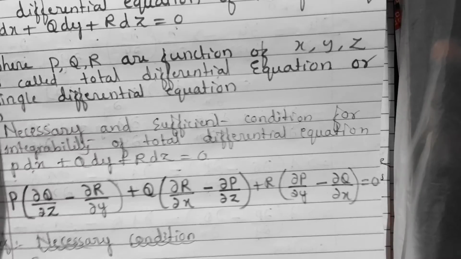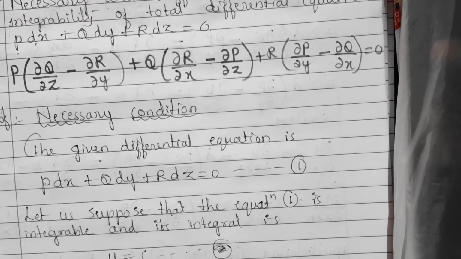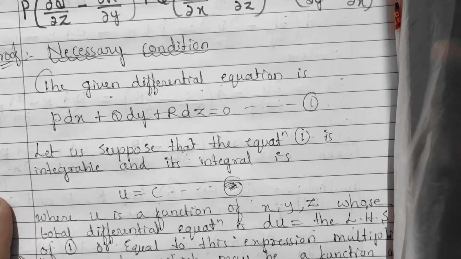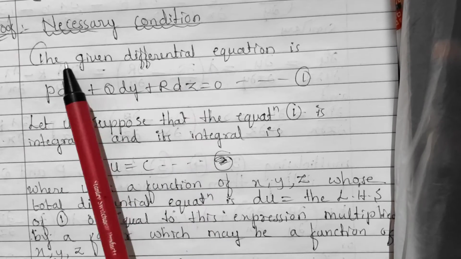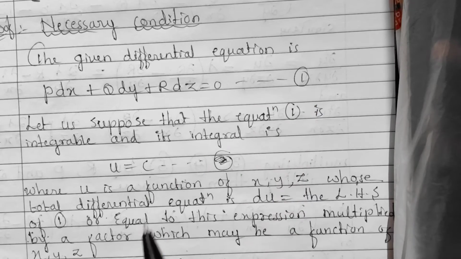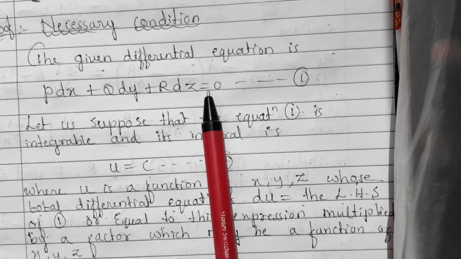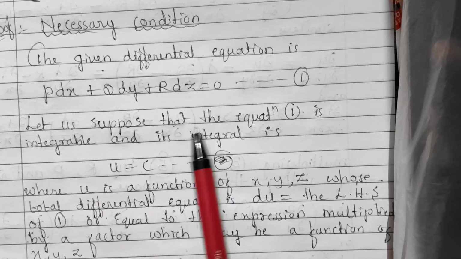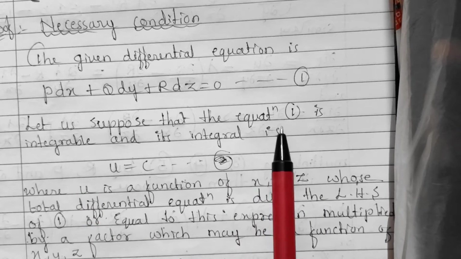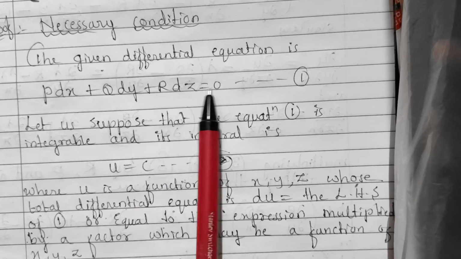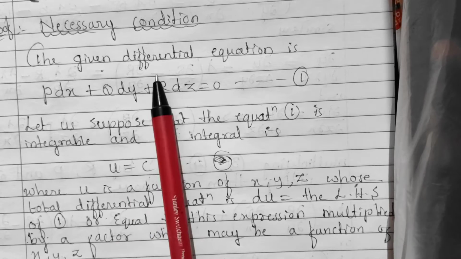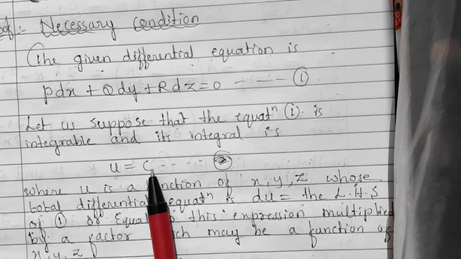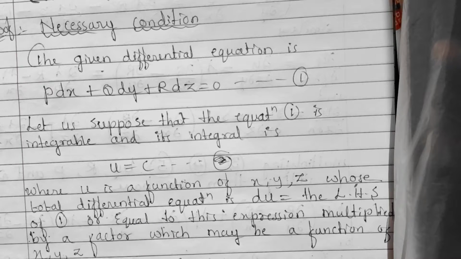Okay, now see the necessary condition for this. See the proof here. Necessary condition: the given differential equation is p dx plus q dy plus r dz. Let us suppose that equation 1 is integrable and its integral is u is equal to c. U is nothing but this value and c is nothing but your integrating constant. So if it is integral means, where u is a function of x, y and z.